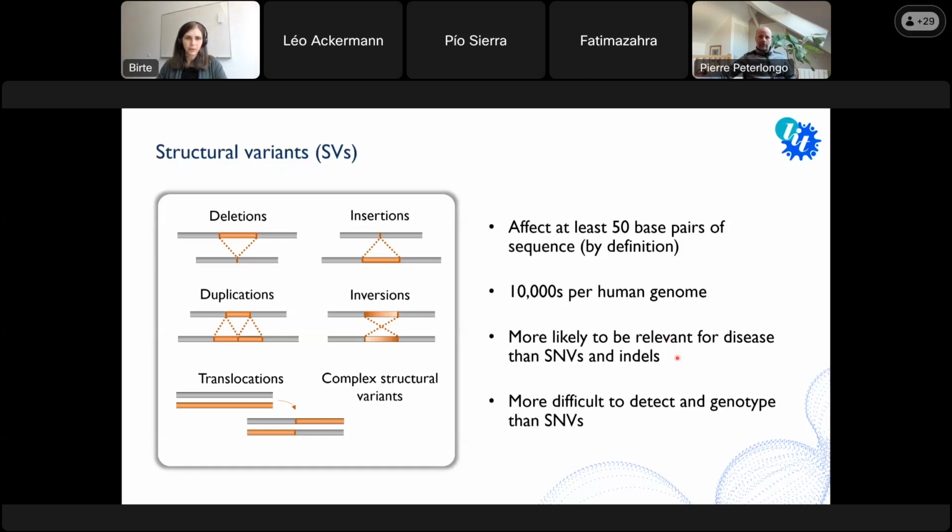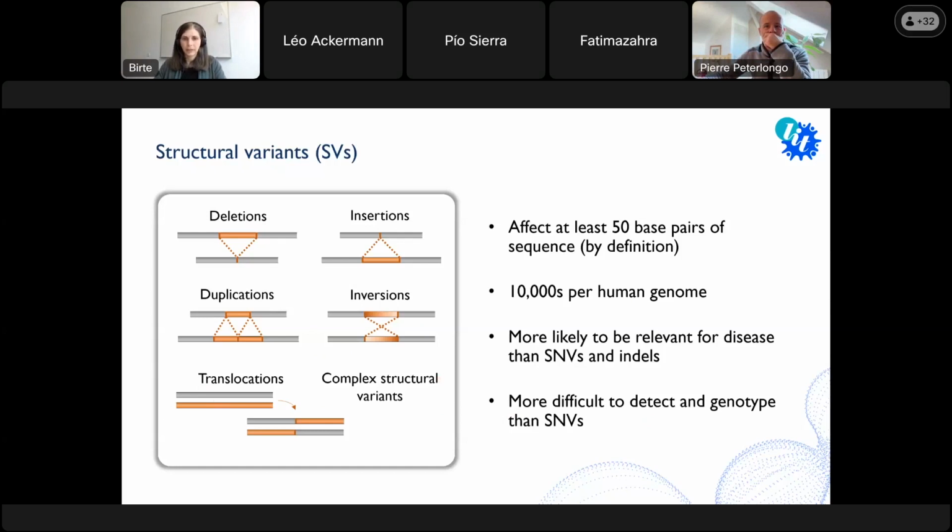Each individual structure variant is more likely to be relevant for disease than an individual SNV or indel, just because it's so much bigger. It affects more sequence, so it's more likely to hit something important. And structure variants are also more difficult to detect and genotype than small variants because they often occur in regions that have repeats. It's due to their formation mechanisms, and also they are more diverse. So they include deletions, insertions, duplications, inversions, translocations, and then also the complex structure variants.